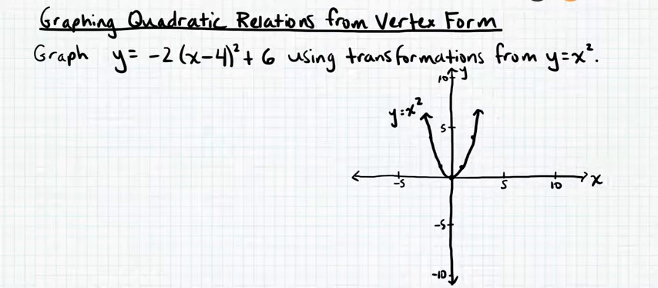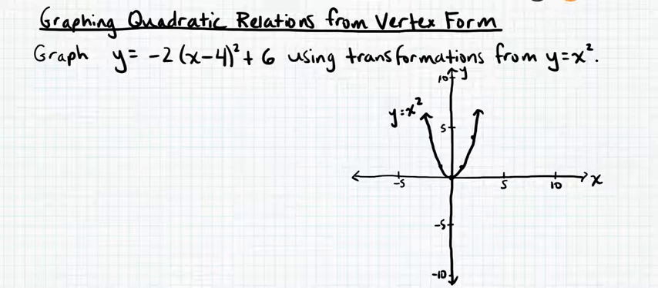Hello, here's one more example of how to graph a quadratic relation using transformations from y equals x squared. When you're graphing using transformations, you want to make sure that you're applying the transformations in a specific order, because otherwise your final transformed graph may end up being incorrect.